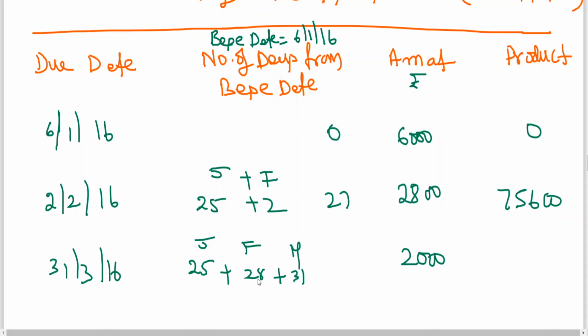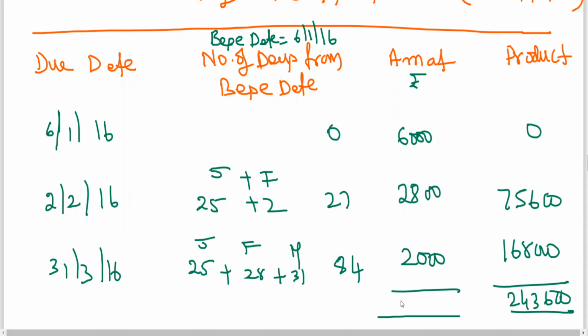March 31st. So 25 plus 28 plus 31, you are getting 84 days. If it is a leap year, you will be getting 85. But in the problem he has given that even though it's a leap year, he is asking us to assume 28. So we are assuming 28. So 84 into 2,000 is coming to 1,68,000. 1,68,000 plus 75,600, you are getting a product of 2,43,600. Then 6,000, 2,800, 2,000, 10,800 is the total amount.